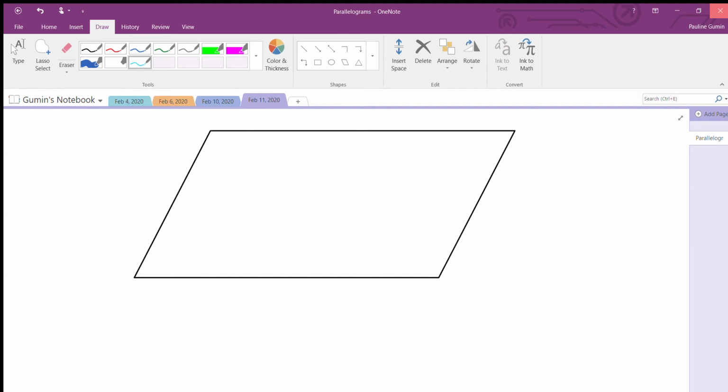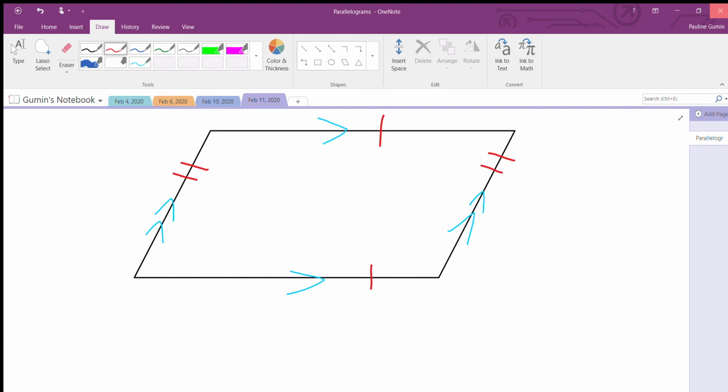First of all, it's made out of parallel lines. These two are parallel, and these two are parallel. So two sets of parallel lines. Awesome. Another cool quality about these, and this is similar to a rectangle, they have two equal sides.